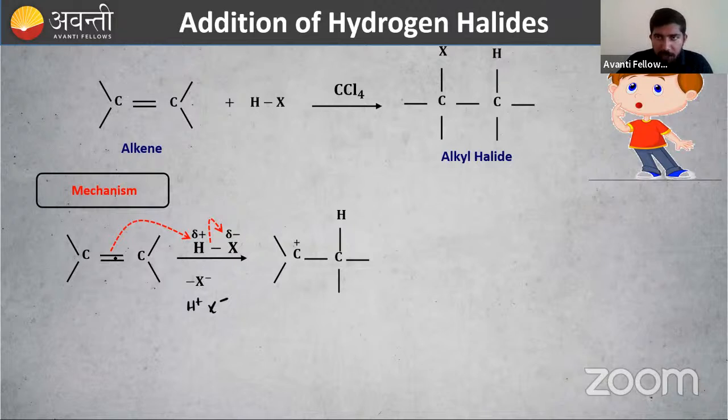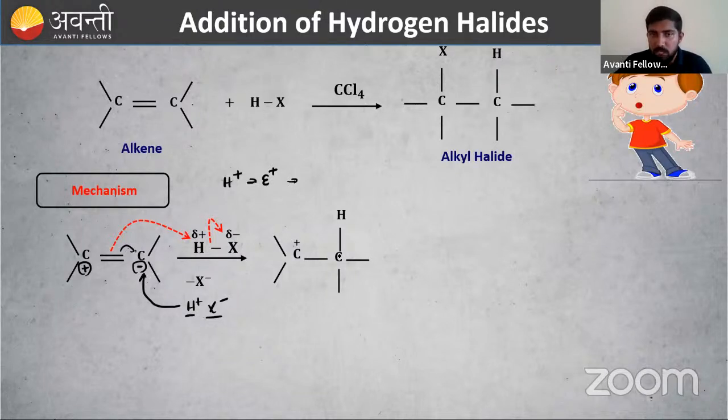Okay, so here is a double bond. Pi electrons are getting shifted. Suppose pi electrons are shifted to this carbon, it will get negative charge. This will get positive charge, right? So here we have H plus and X minus. So first H plus, that is our electrophile E plus, is going to the alkene. So H plus will go to this carbon and get attached. So what is formed?